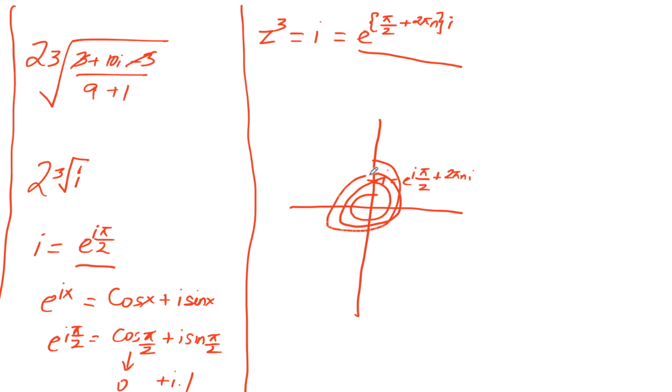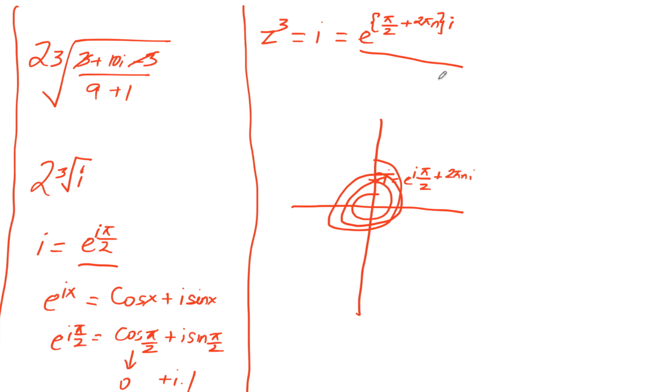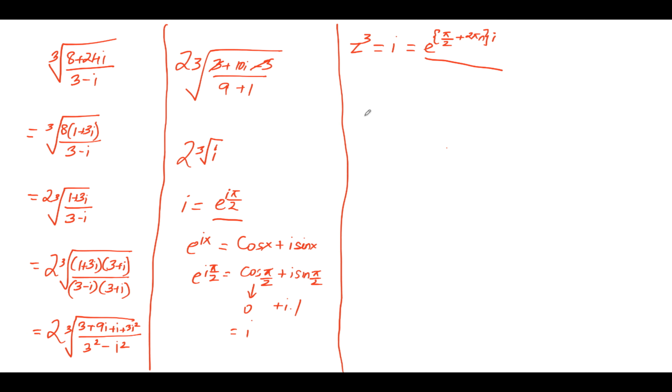When n is equal to 3, it's 360. So basically, there is nothing wrong with this expression. This expression is completely correct. Okay, so let's continue to resolve this.